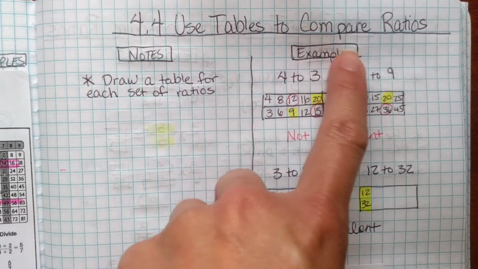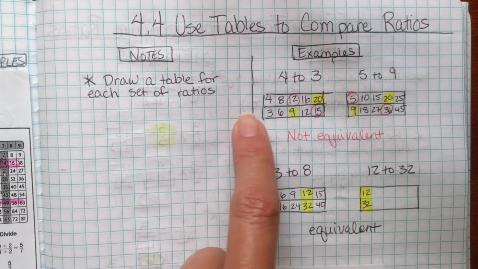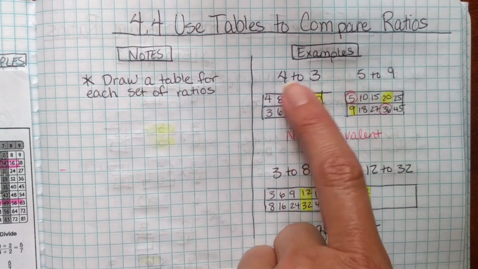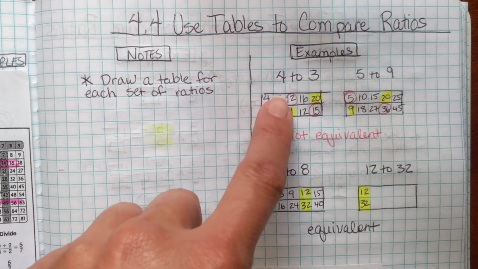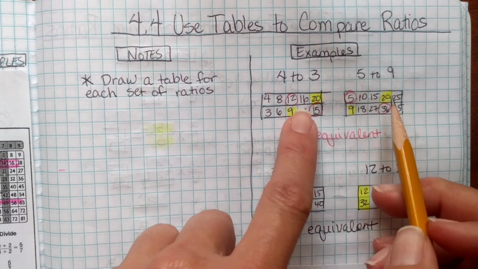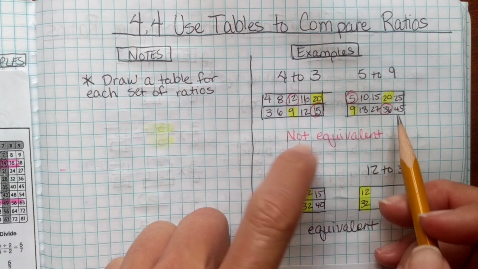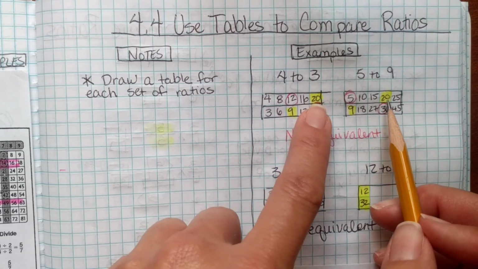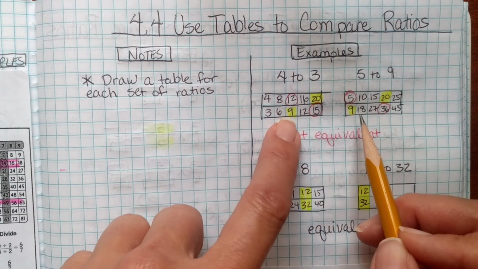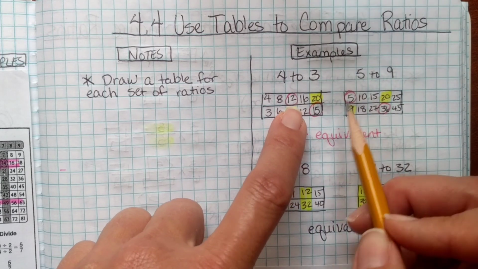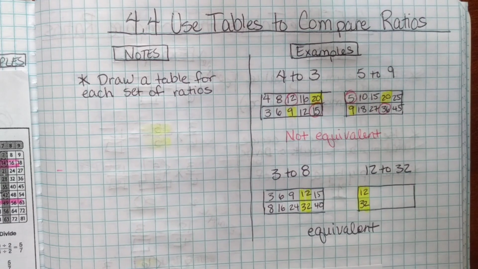All right, use tables to compare ratios. So your notes are draw a table for each set of ratios. So if you're comparing two sets of ratios, draw tables, start finding common numerators and common denominators, and guess what? These are not equivalent, because even though I have a 20 here, the denominators are different. And even though I have a 9 over here, the numerators are different. So these are not equivalent ratios. 4 to 3 and 5 to 9 are not equivalent.